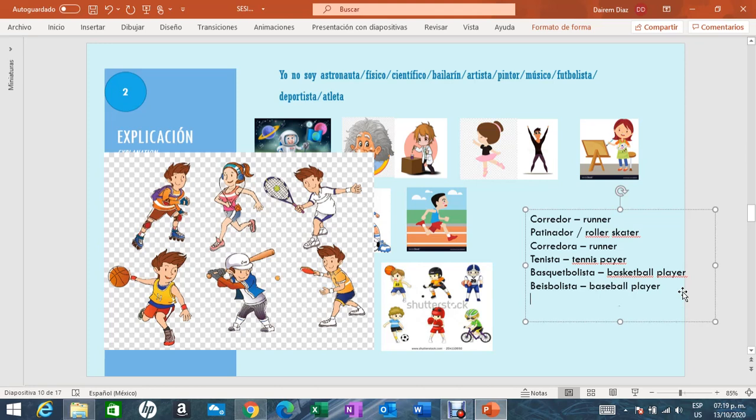Then we have badminton. What is that? Badminton. Pero ¿cómo lo llaman? How do you call people who practice badminton? That is not a very popular sport here in Mexico. That is why I don't even know how you would call people who practice that sport.